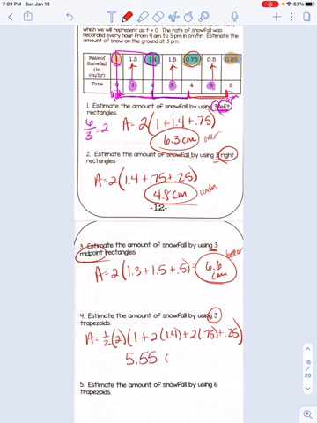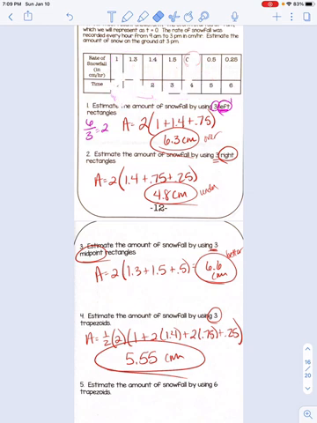This total gives me 5.55 centimeters. And the trapezoid is going to be the most accurate. All right, now it says estimate the amount of snowfall by using 6 trapezoids.